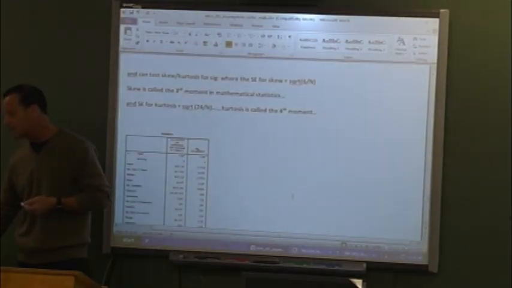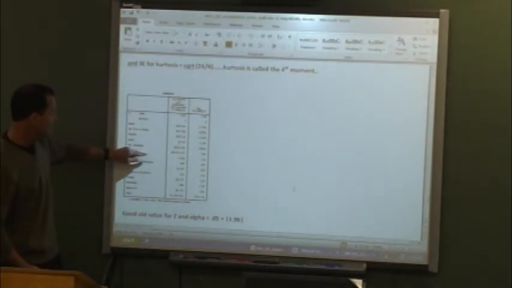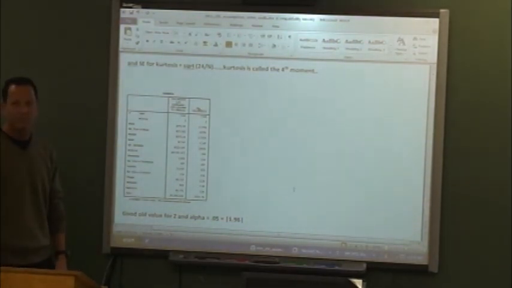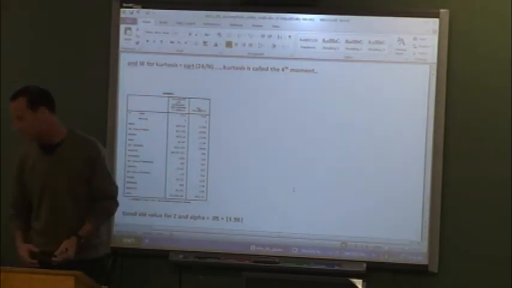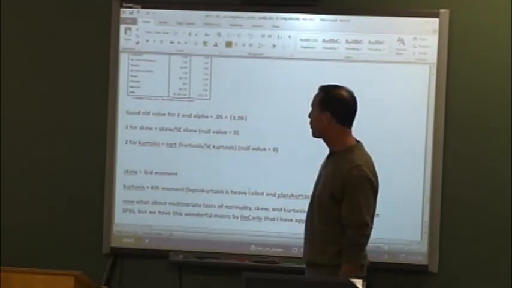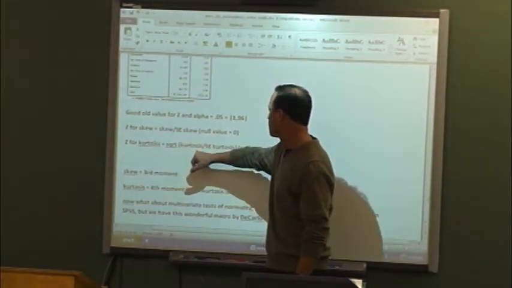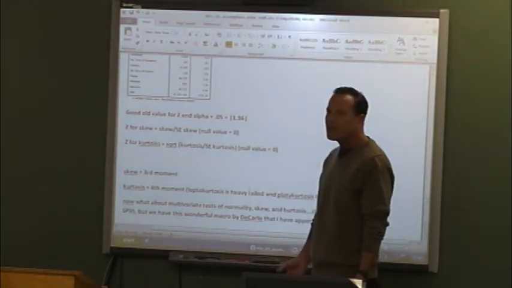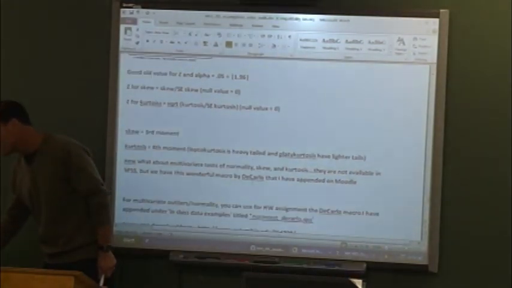And you can test univariate skewness. You can do it in SPSS by hand. You can take the skew divided by the standard error, and it's a type of z-score. You can take kurtosis divided by its standard error. It's a type of z-score. And the good old critical value for z at alpha 0.05 is plus or minus 1.96. So if you took skew divided by standard error, or kurtosis divided by standard error, the null value is 0. So you can actually test these by hand in SPSS for univariate.